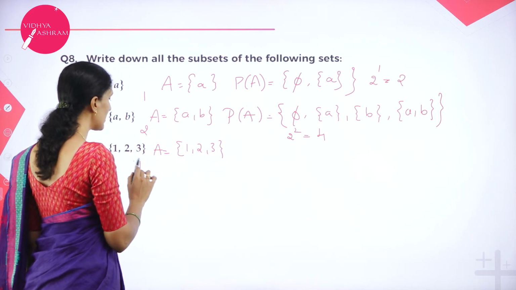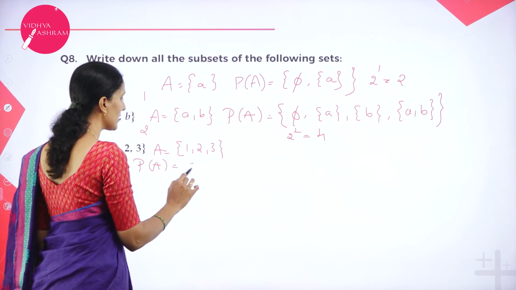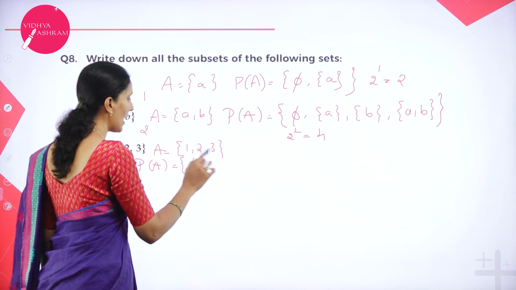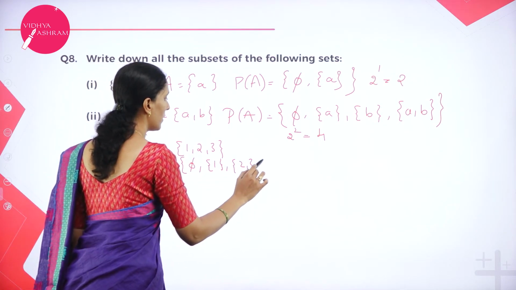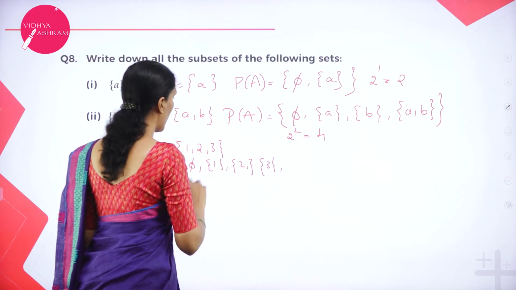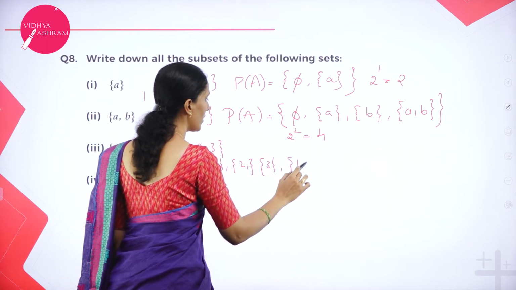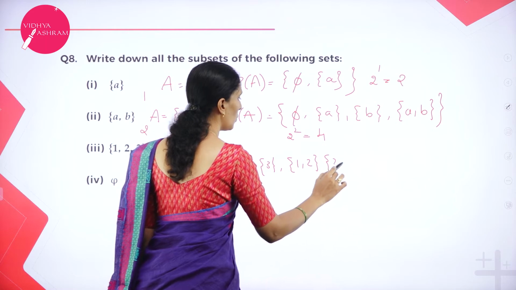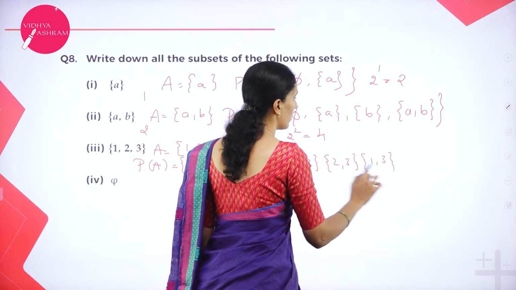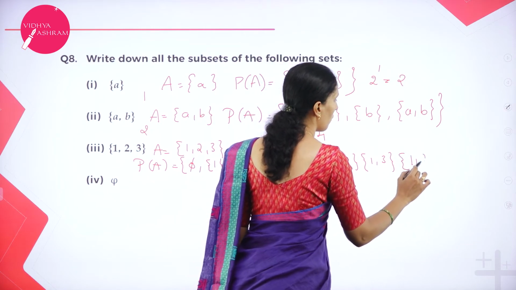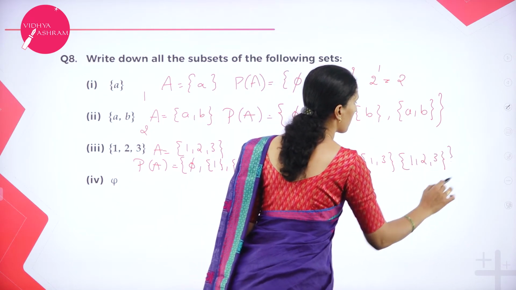Then what are the elements in the power set? One is the empty set, and the singleton sets {1}, {2}, {3}, and sets which contain {1, 2}, {2, 3} and {1, 3}, and the complete set {1, 2, 3}.